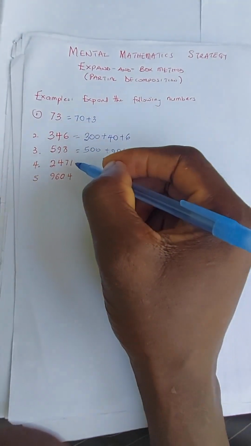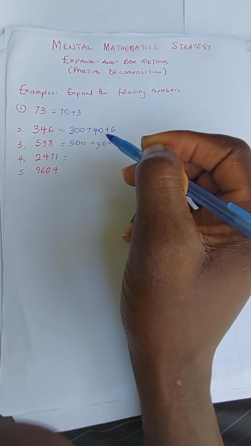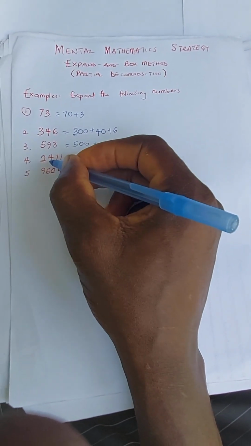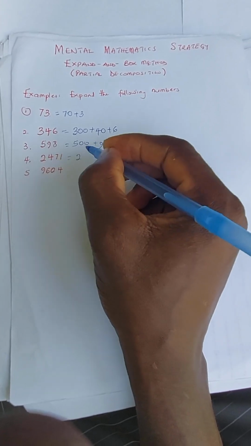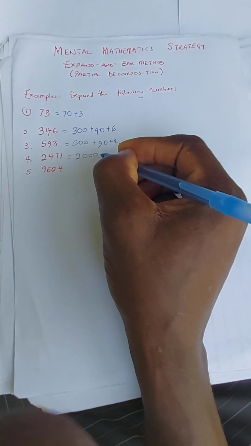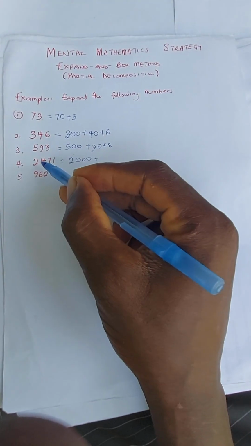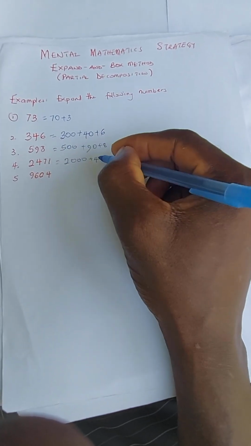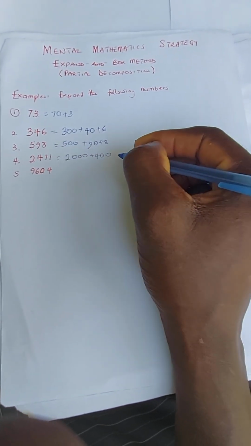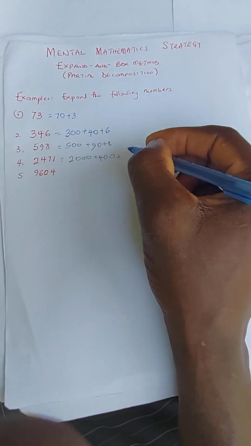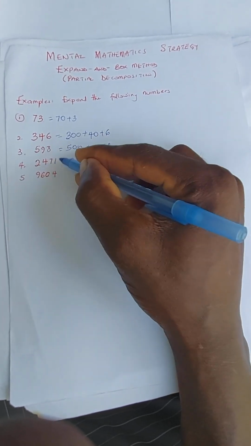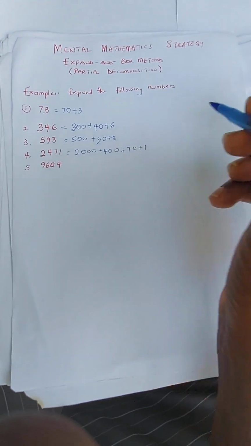Alright, the next number is 2471. So you write 2 down and change the rest of the digits to zeros. So you get 2 with 3 zeros. That is 2000. Plus the next digit is 4. Write your 4. Change the next two digits to zeros. So 400. Plus the next digit is 7. Write your 7. Change the last digit to 0. Then plus the last digit itself, 1. I hope you understand what you're doing.